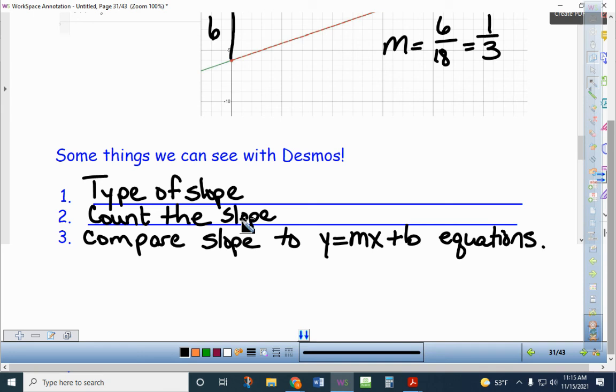Oh, one more thing. At the bottom of this paper, if you draw me a stick figure and show me the type of slope drawing that we use, that'll get you extra credit as well.